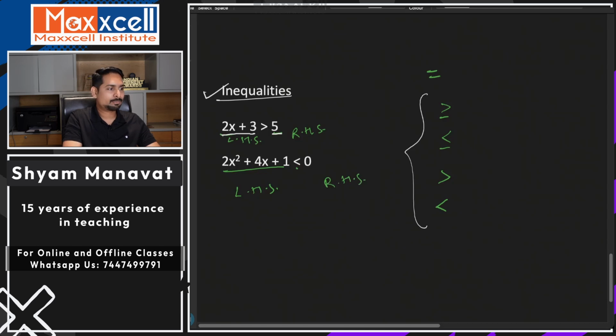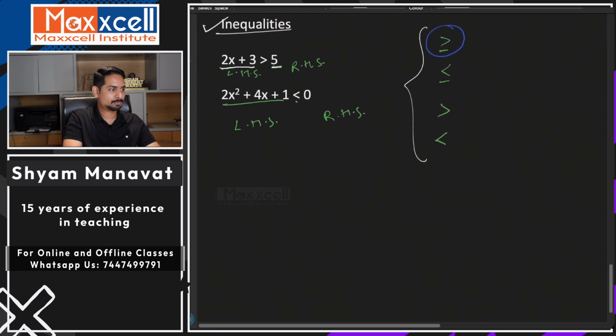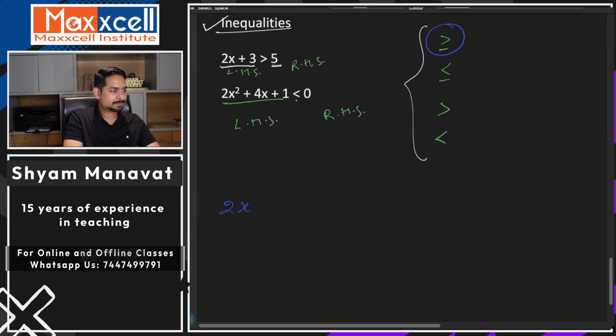How do we read this? We read this as greater than or equal to, and this is smaller than or equal to. So if I have, say, 2x square plus 4x plus 1 smaller than or equal to 0, how do I read this? 2x square plus 4x plus 1 is smaller than or equal to 0. So it's either smaller or equal. There are two conditions here.